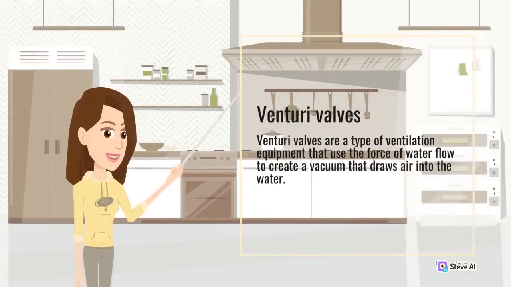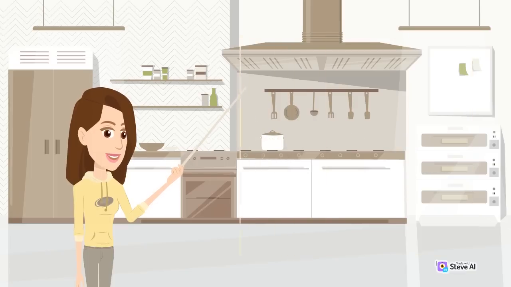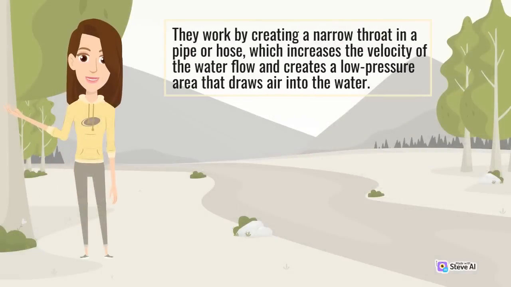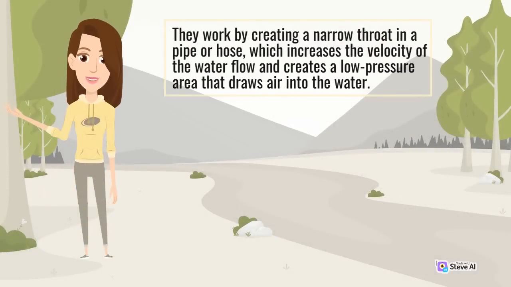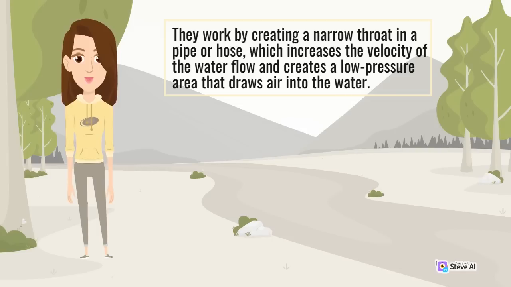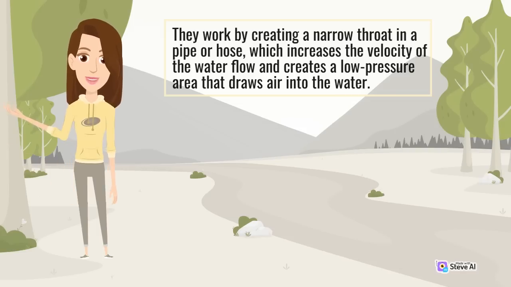Venturi valves. Venturi valves are a type of ventilation equipment that use the force of water flow to create a vacuum that draws air into the water. They work by creating a narrow throat in a pipe or hose, which increases the velocity of the water flow and creates a low-pressure area that draws air into the water.